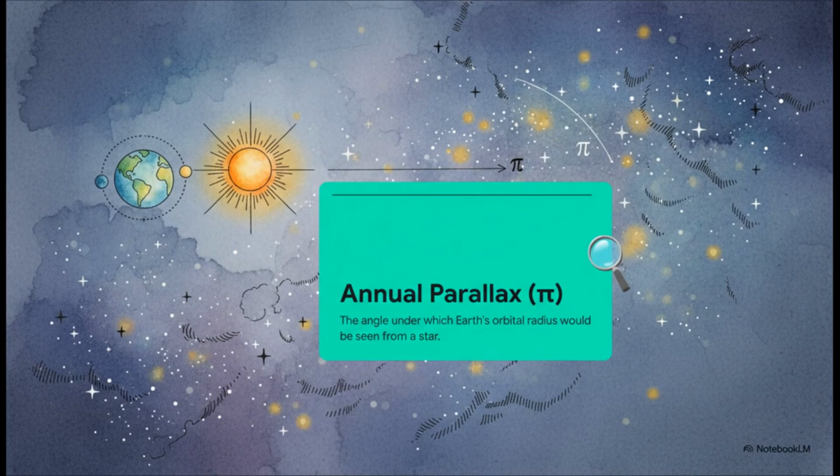This new parallax angle is called the annual parallax, represented by the Greek letter pi. It is defined as the angle that would be subtended by the radius of Earth's orbit, as seen from the star. We are observing the tiny, apparent wobble of a nearby star against the backdrop of much more distant, essentially fixed stars, caused by our own planet's motion through space.